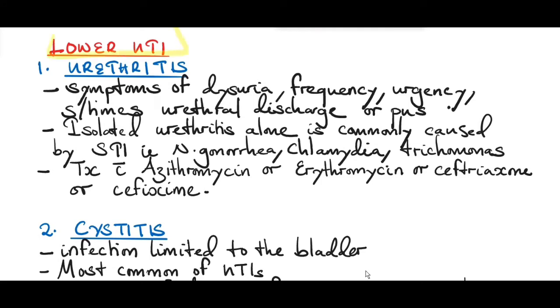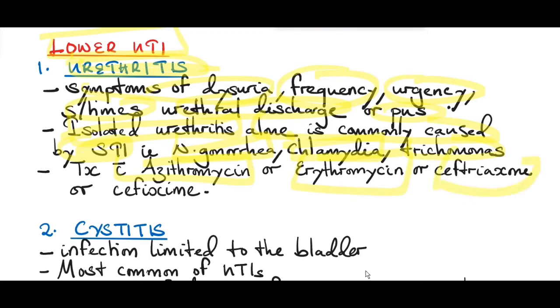For the lower urinary tract infections, you have urethritis. It's very rare for urethritis and cystitis to occur alone. They usually occur together. In urethritis alone, you have symptoms of dysuria, frequency, urgency, and sometimes a urethral discharge of pus. Isolated urethritis is commonly caused by a sexually transmitted infection like Neisseria gonorrhoeae, chlamydia, or trichomonas. You treat urethritis with azithromycin, erythromycin, ceftriaxone, or cefixime.